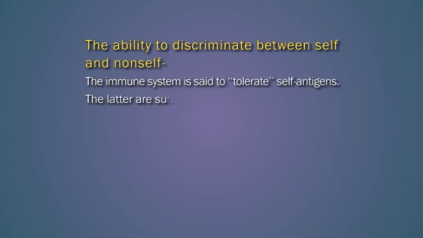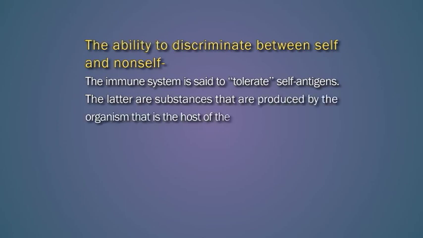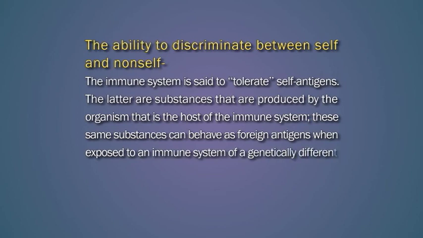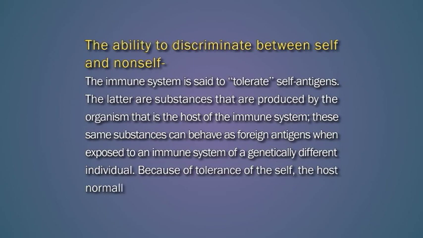The latter are substances that are produced by the organism that is the host of the immune system. The same substances can behave as foreign antigens when exposed to the immune system of a genetically different individual. Because of tolerance of the self, the host normally is not harmed by its own immune system. Finally, the conclusion.